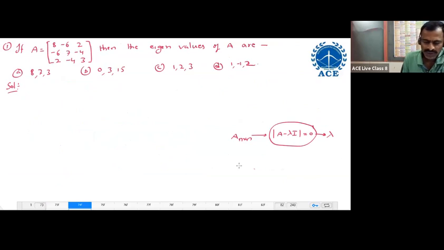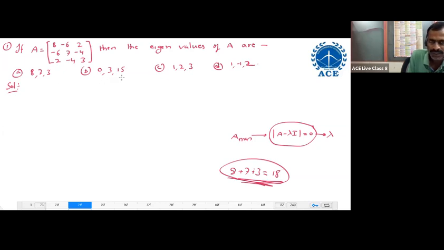Sum of the eigenvalues is the trace. What is the trace here? 8 plus 7 plus 3, 18. In any one option, the sum of all 3 numbers is 18, and that may be the answer. The very first option is satisfied with the sum. But we cannot stop and choose this as the correct answer, because more than one option may satisfy this sum. So we try the other one.